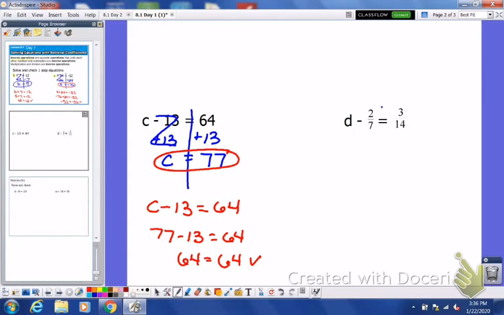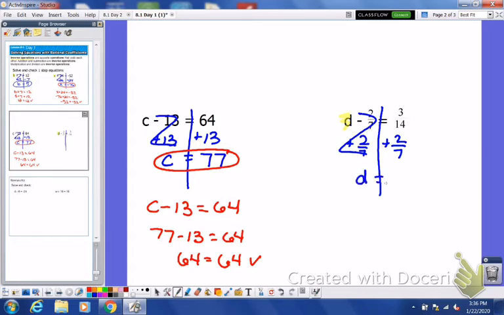Still going to start by drawing our line down our equal sign. d minus 2/7 equals 3/14. Again, trying to isolate that variable. I see subtraction, so I know my inverse would be addition. So plus 2/7. What I do to one side, I must do to the other. Negative 2/7 plus 2/7 zeroes out.